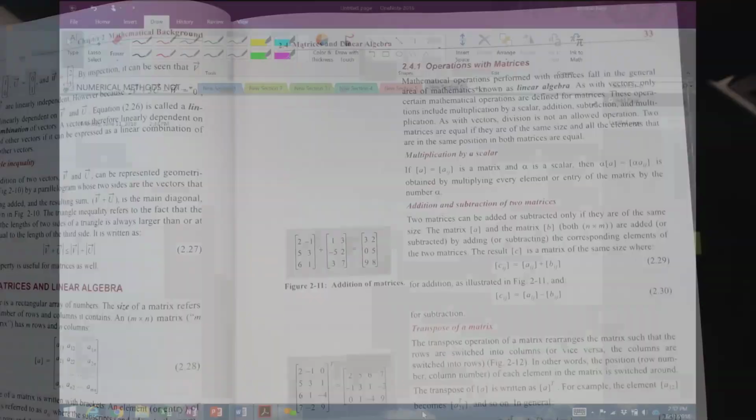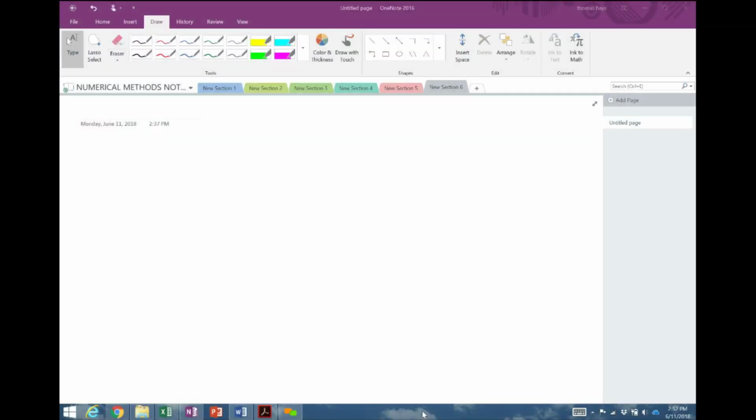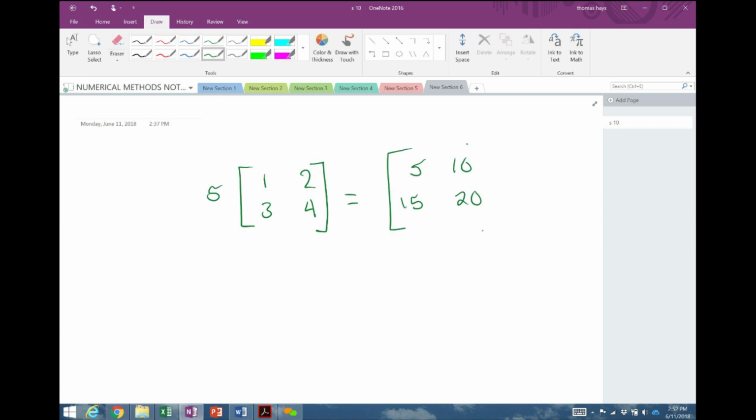What I mean by that, if we can go over to the surface real quick, is that if you want to say 5 times a 2 by 2 matrix, so just make one up, this equals 5, 10, 15, 20. Pretty easy. You just take 5 times each internal element, and that's a scalar multiplied by a matrix.